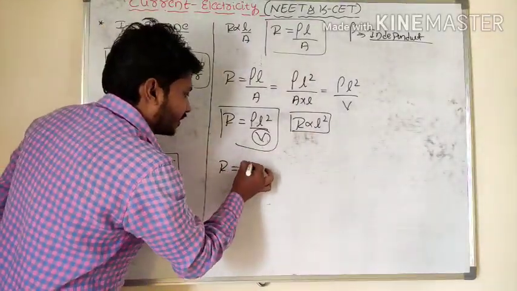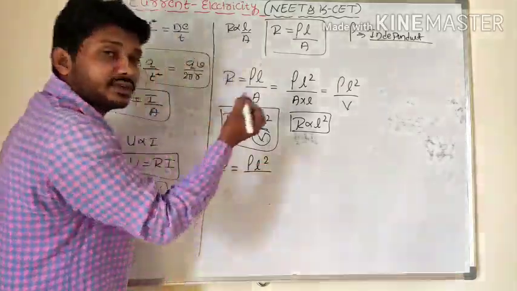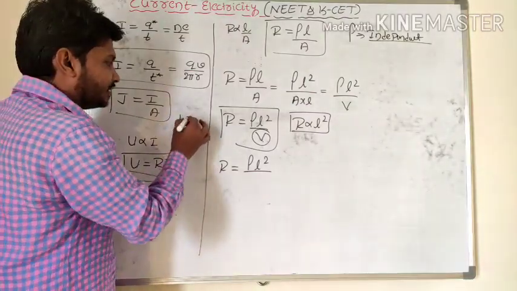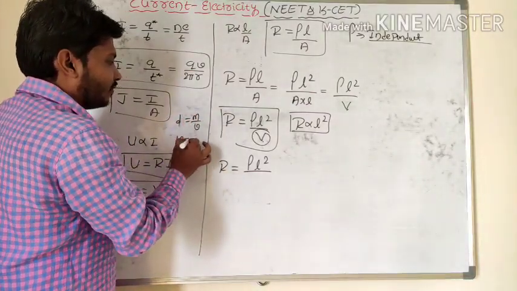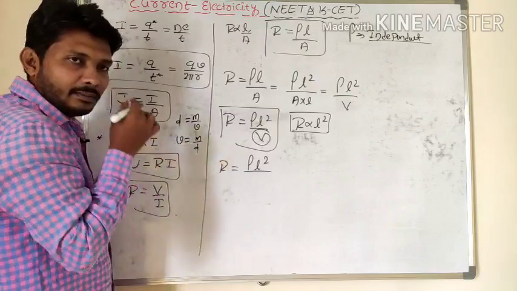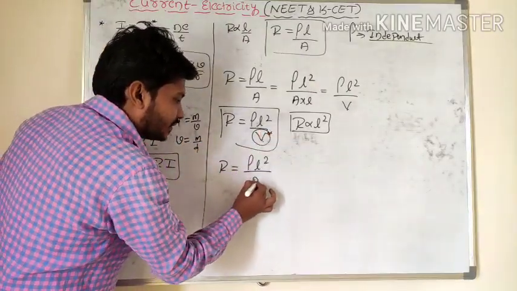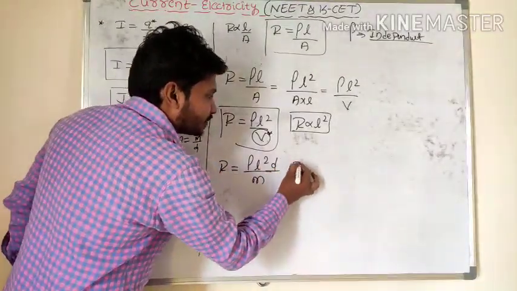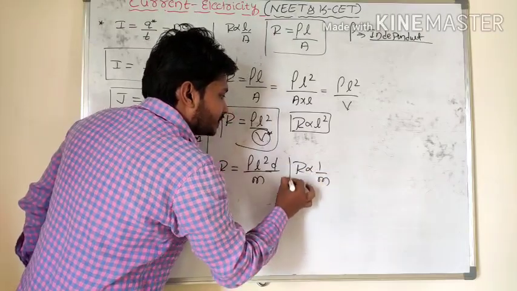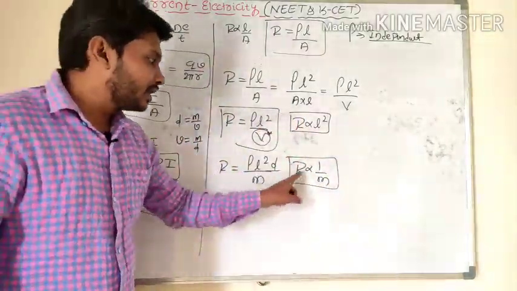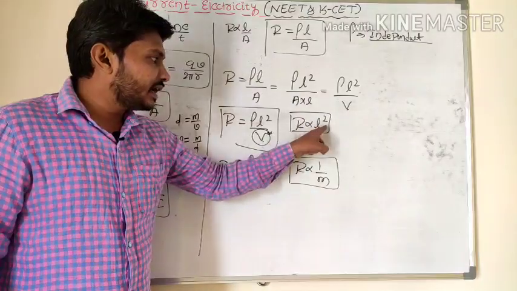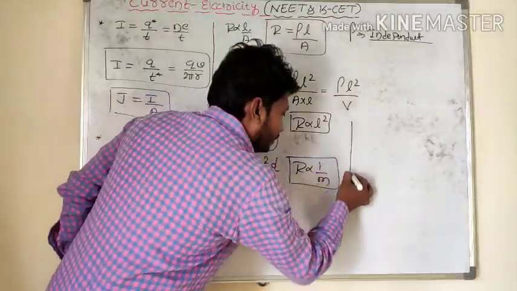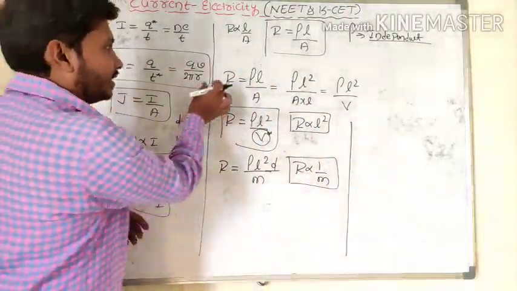Now, for example, rho into L square, resistance in terms of mass I will write. Density is nothing but mass per unit volume. I will name density D. Wherever volume is there, I will write mass divided by density. So resistance is inversely proportional to mass. Look at here: resistance is directly proportional to the square of the length, and resistance is inversely proportional to mass. And one more equation, I will consider the same concept here.